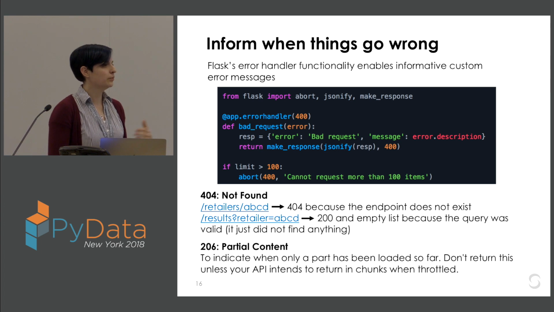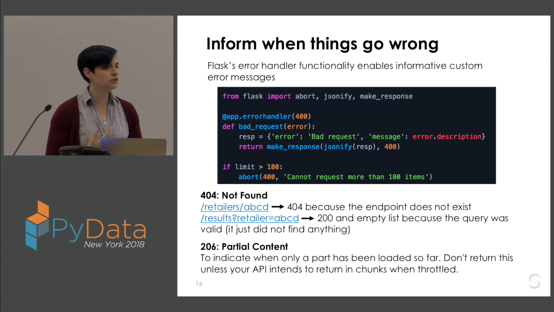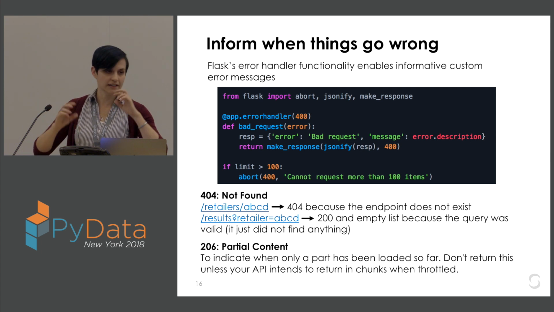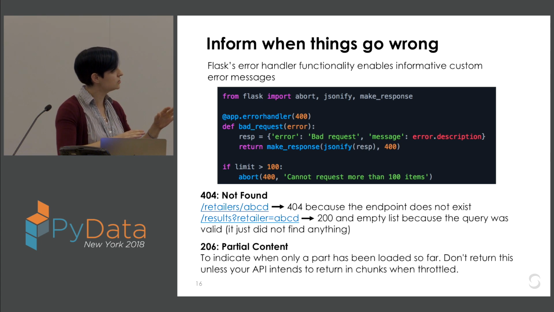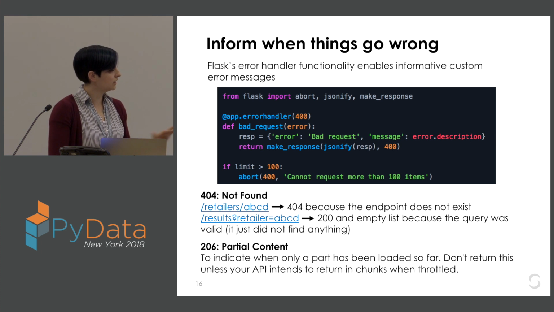But then let's say we have a queryable endpoint, this results endpoint, and someone puts in ABCD as a retailer. That should actually give you a 200, which is the good request, you-did-it-right message, and an empty list, because the user used the API correctly, it worked, it queried, it just didn't find anything. So that actually is a legit thing and not a 404 not found.